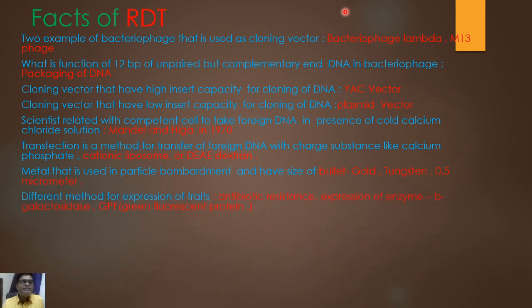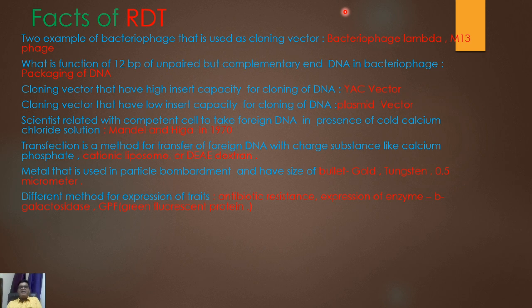Next, what are the different methods for expression of a trait? This question is generally asked many times in different exams. So, antibiotic resistance: we can compare the media that contain antibiotic and the media that do not contain antibiotic. If a plasmid contains an antibiotic resistance gene, and that plasmid is present in the bacteria, that bacteria can survive inside the media. So we can screen quickly.